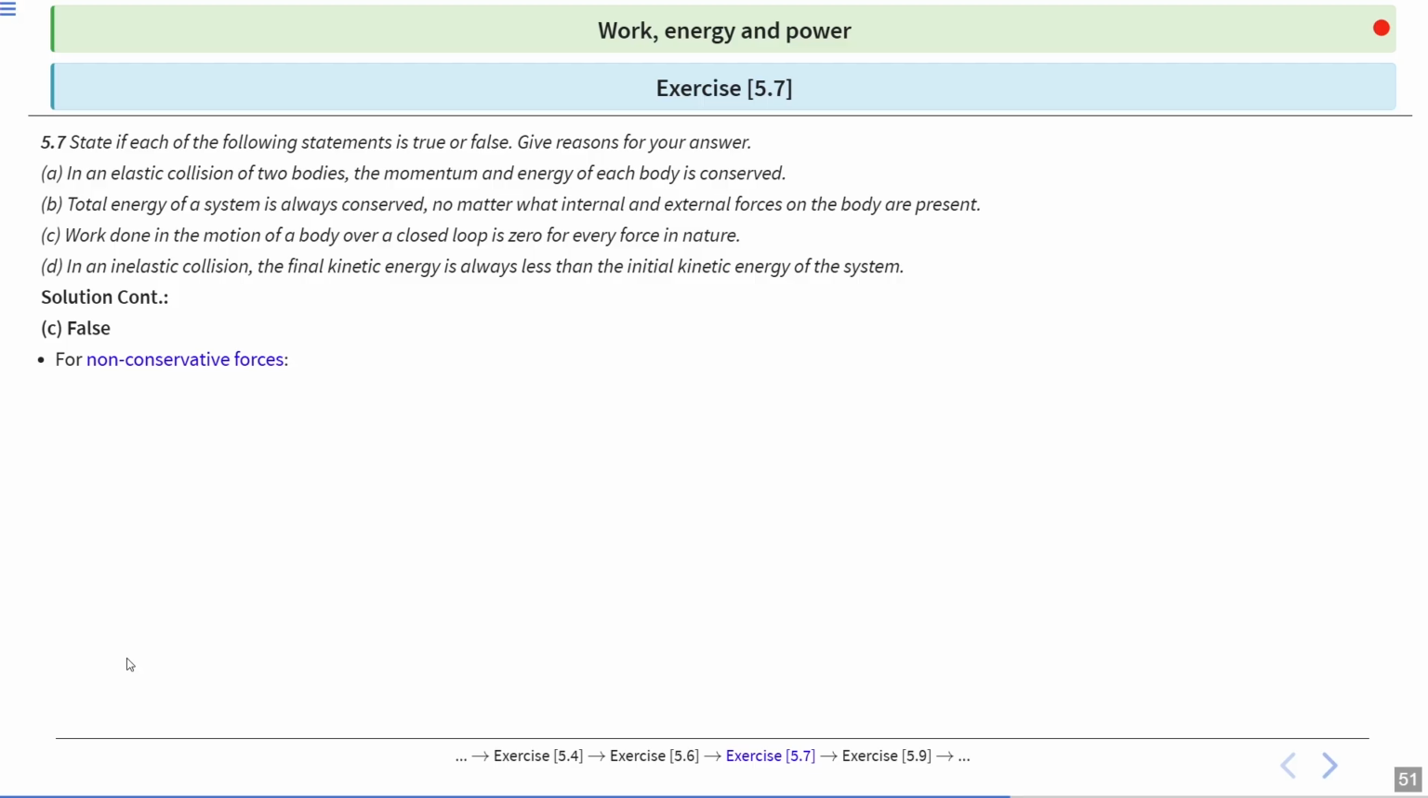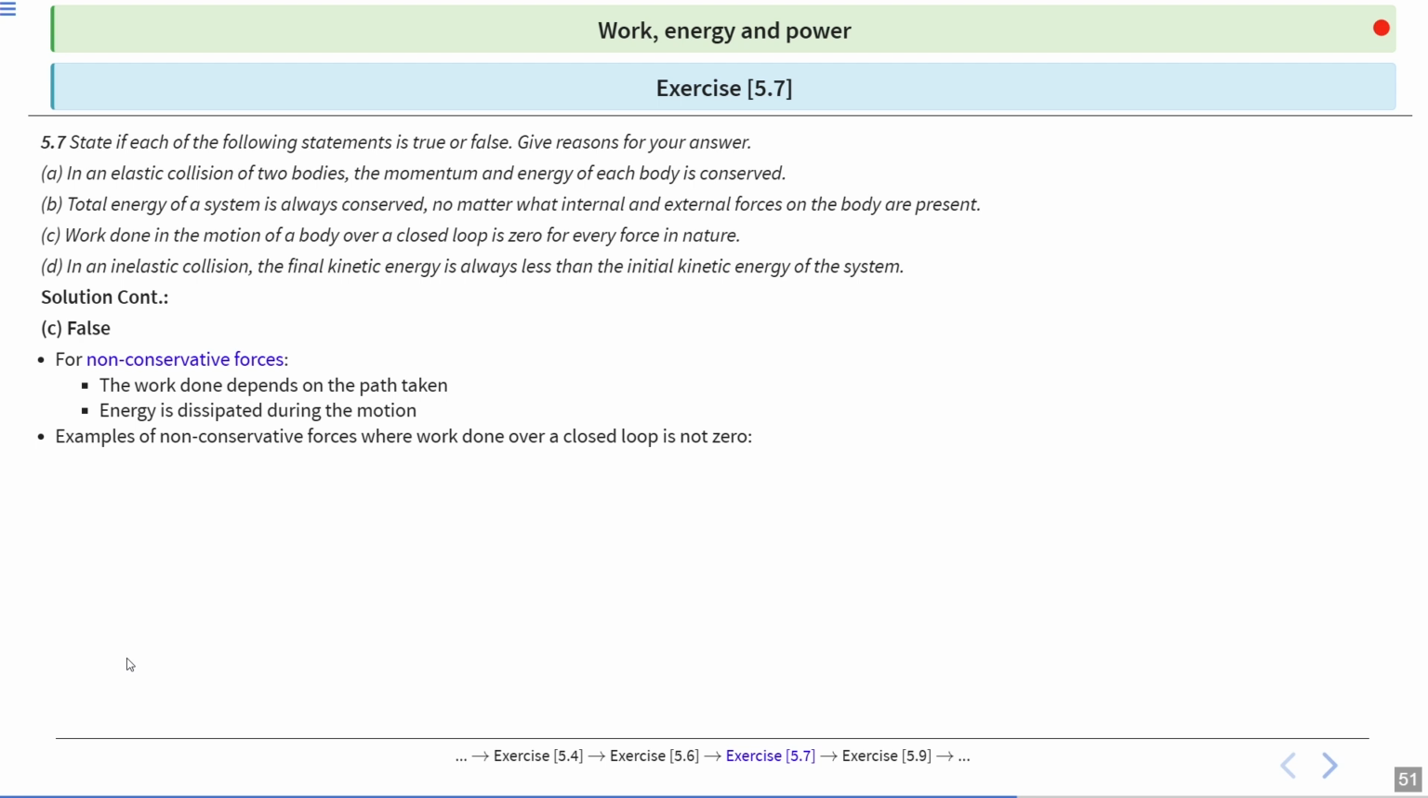So for non-conservative forces, the work done depends on path, does not depend on initial and final positions. So energy is dissipated during the motion. So examples of non-conservative forces where work done over a closed loop is not zero: frictional force, air resistive force. Clear? So these are the examples of non-conservative forces.